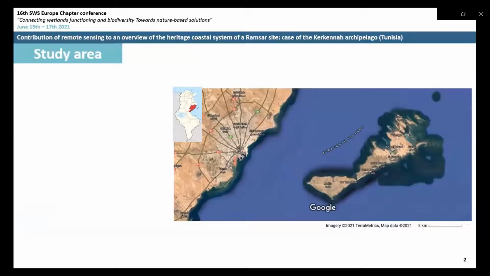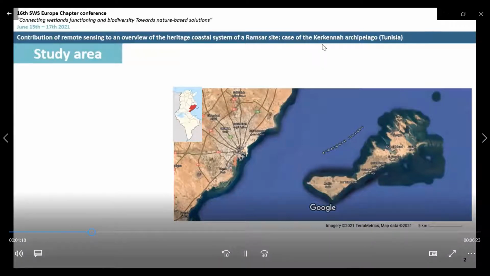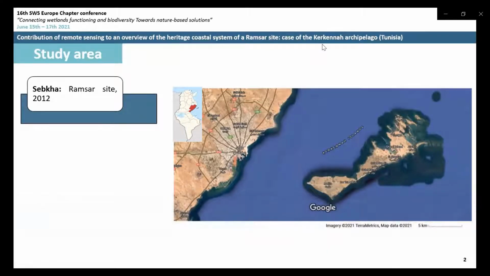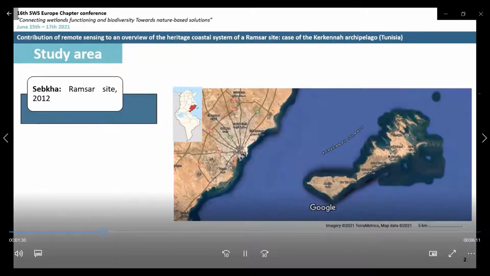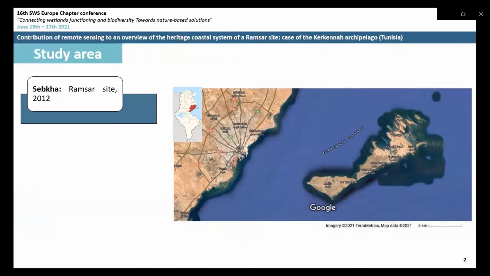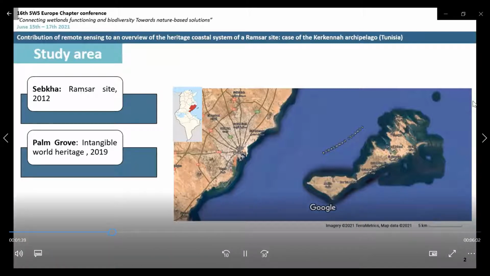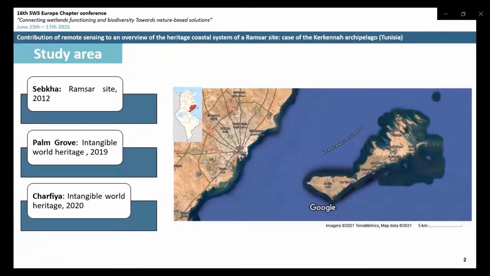we took as a study case the Kerkennah Archipelago located in the South Mediterranean shore, attached to Sfax Governorate, Tunisia. Kerkennah Islands were listed as a Ramsar site in 2012. The Sebkha occupies 1/3 of its territory, which is characterized by low topography, generally between 0 and 2 meters above sea level. The Palm Grove was registered as an intangible World Heritage of UNESCO in 2019, since Tunisia took part in this Arab initiative. And the Sharfia, a fishing technique specific to the Kerkennah Archipelago, was registered as an intangible World Heritage of UNESCO in 2020.